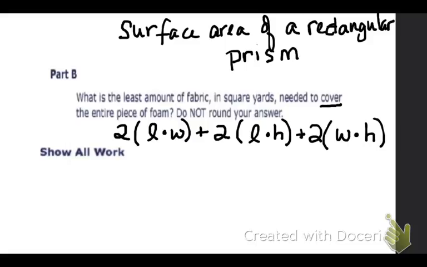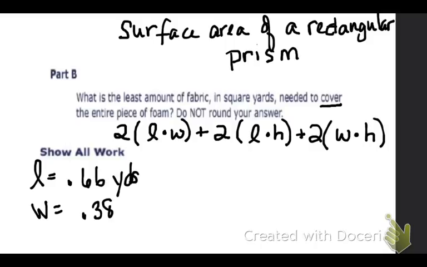You know this rectangular prism has 6 sides. So do I have 6 sides? Here's 2 of this combination, 2 here, and 2 here. I have 6 sides. Now I'm going to have to plug some numbers in to get the values for each of those, so I'm going to write that on the side so I don't get confused. If I go back to my picture, I can see that my length is 0.66 yards, my width is 0.38 yards, and my height is 0.11 yards.